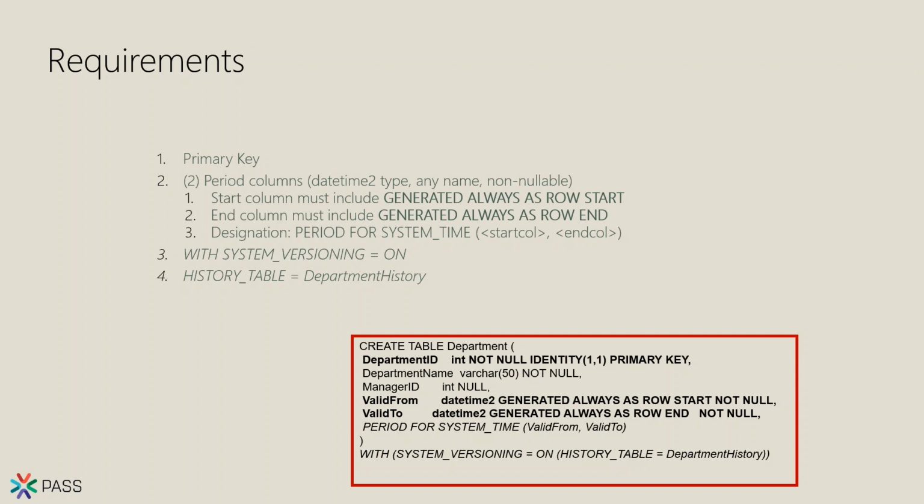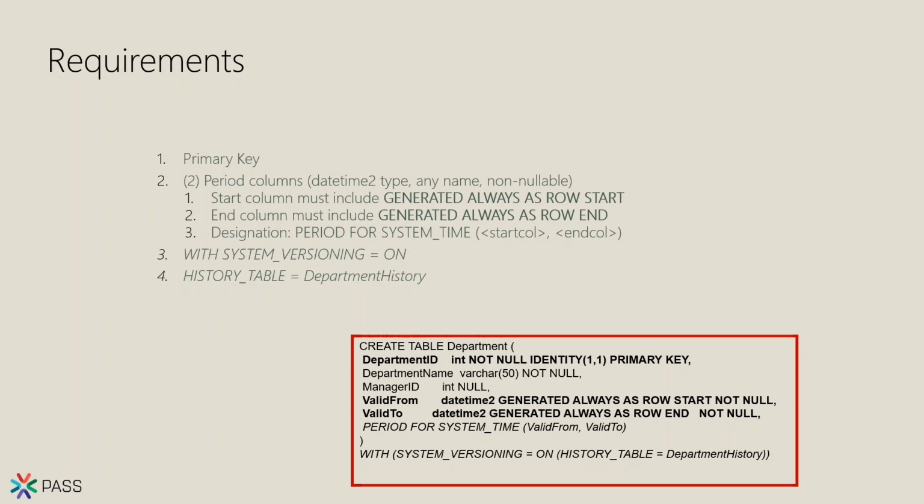So we set up a start column that must include the clause GENERATED ALWAYS AS ROW START, and we also must specify an end column that would also include GENERATED ALWAYS AS ROW END. And once we declare these two columns, then we're going to specify those two column names in the PERIOD FOR SYSTEM_TIME designation, as you see there in the third bullet point. And then in addition, we need to specify that system versioning will be turned on. And we also need to specify the name of the history table that we're going to be pointing it to.